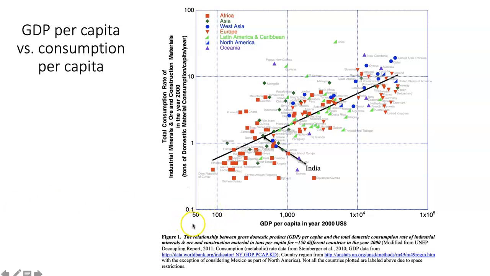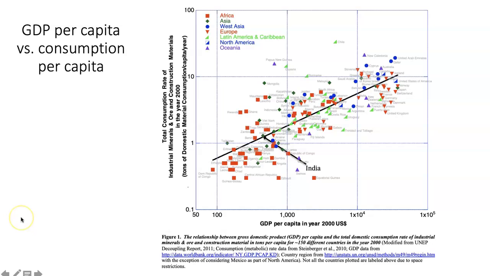So this is across the bottom. And notice that this is a logarithmic scale. Countries that are down on this end of the spectrum have a low GDP, and as you move to the right, countries over here have a high GDP.